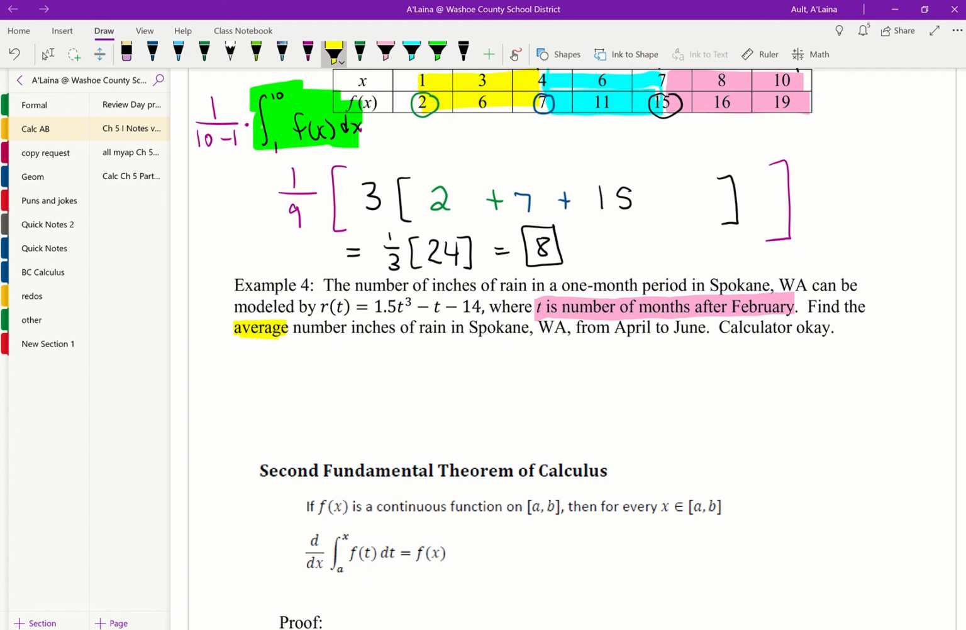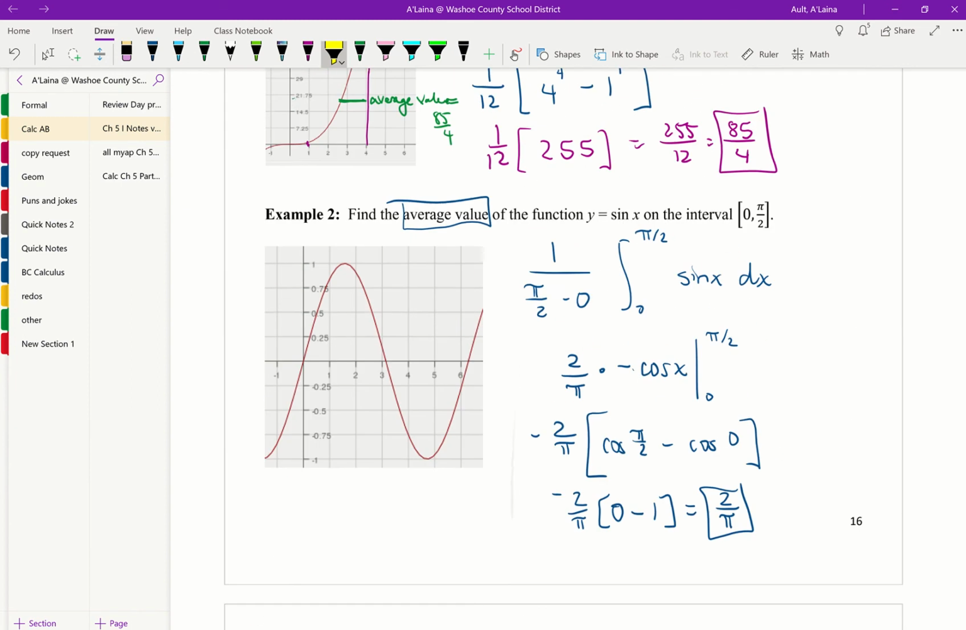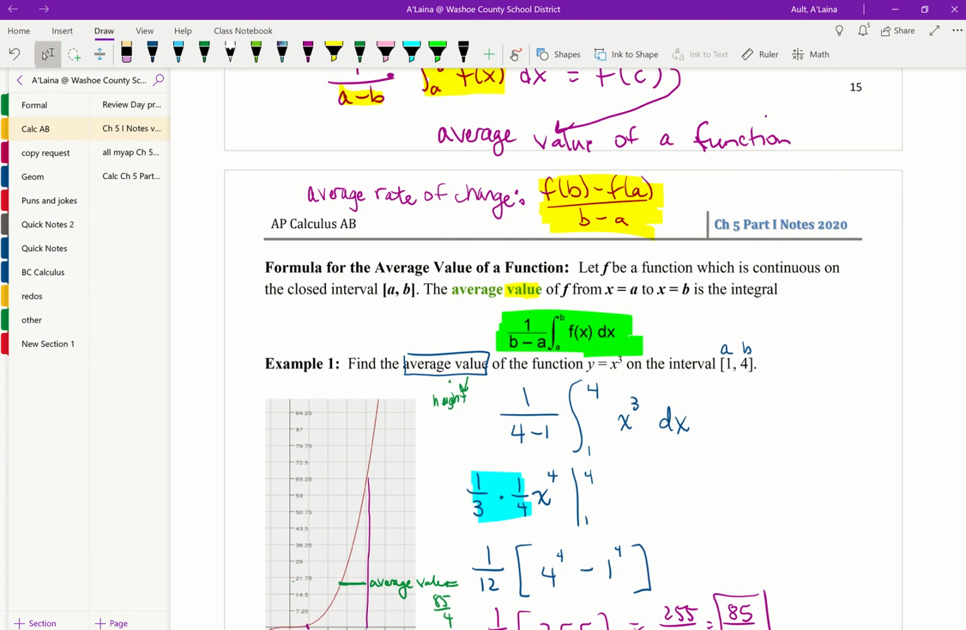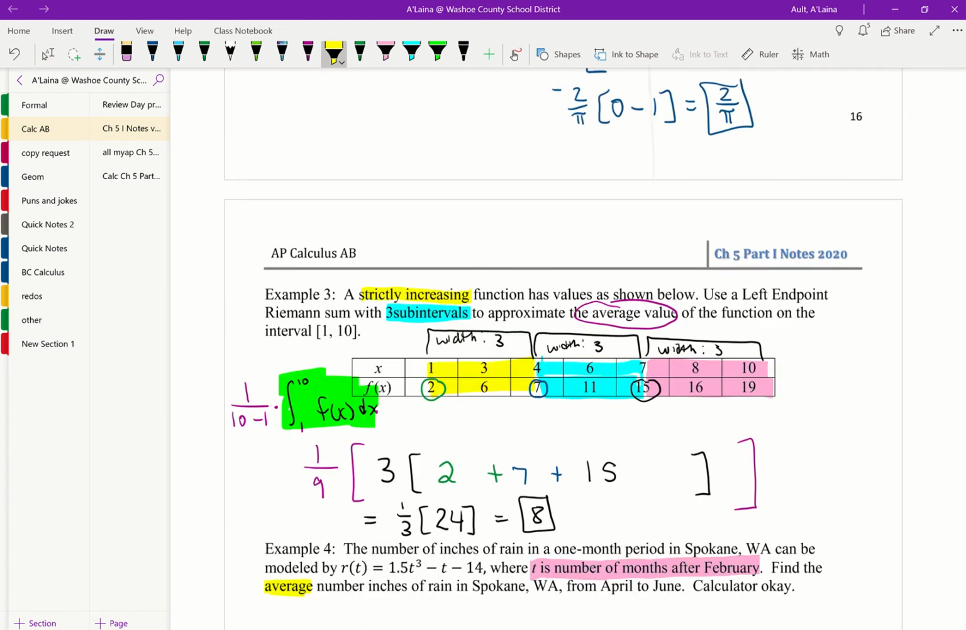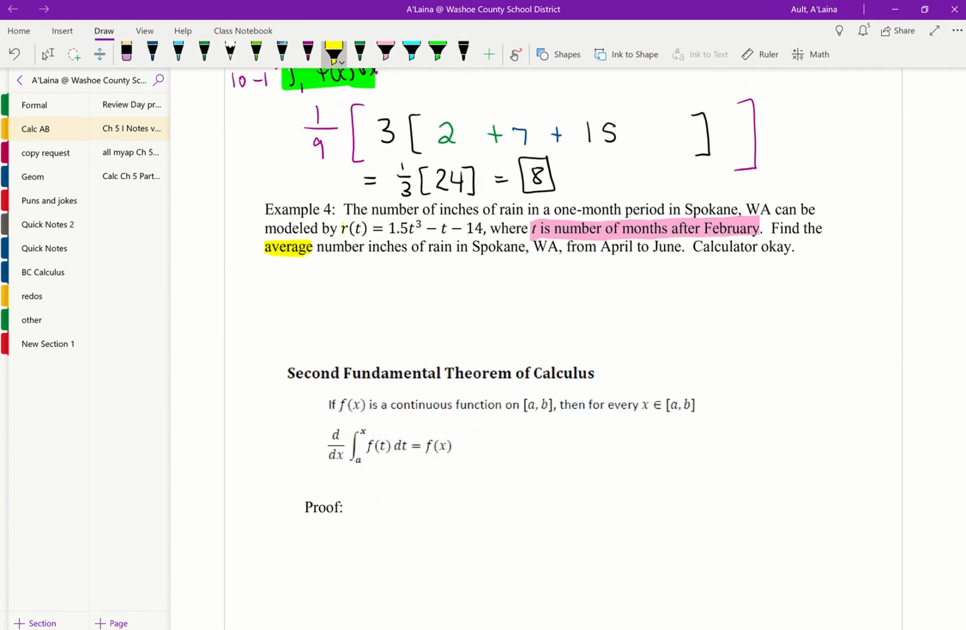In Spokane. So remember, there's average value and there's average rate of change. I'm not asking for the average rate of change. I'm not looking at how the rain is changing, the rainfall. I'm looking for the average number of inches of rain. That's average value, because the function r measures the number of inches. So I want the average number of inches. This is r. I want the average of r, or the average value.